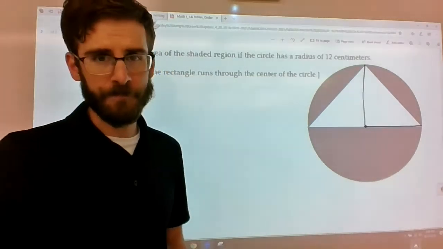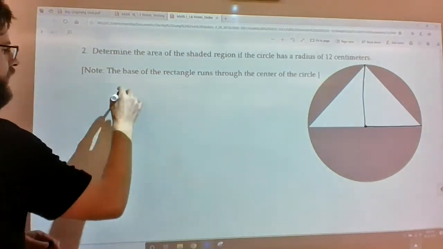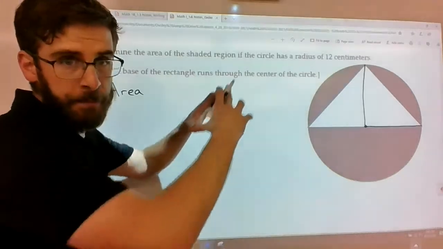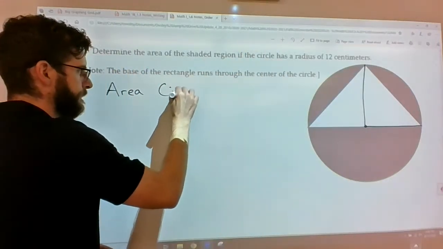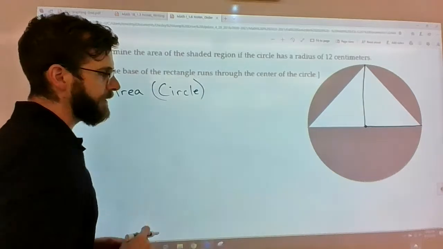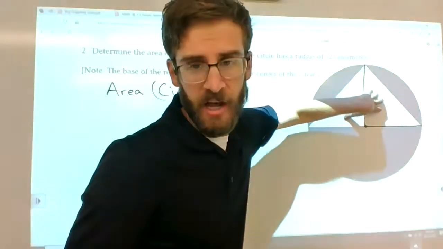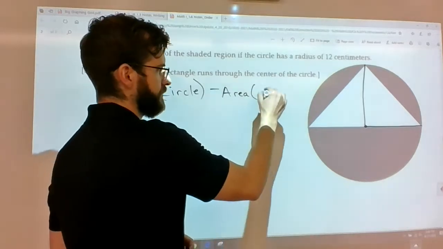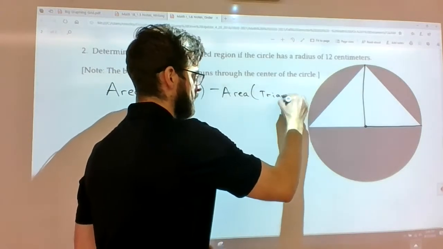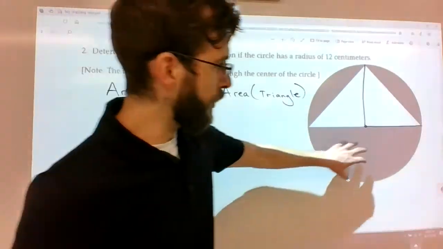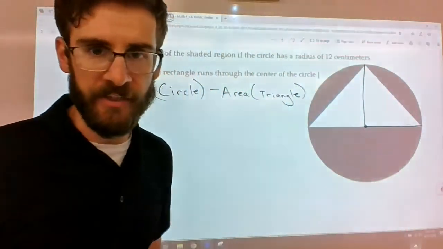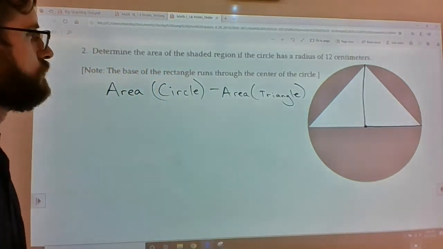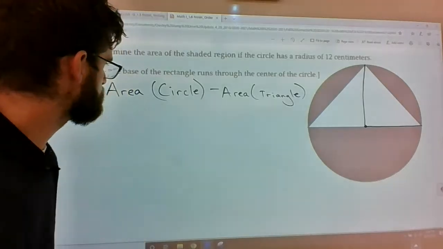So here's what we do. We're going to say, if I find the area of the big shape, the circle, and I take out the area of that middle triangle shape through subtraction, I'm going to come up with that shaded area that they're looking for. So here's how we do it.